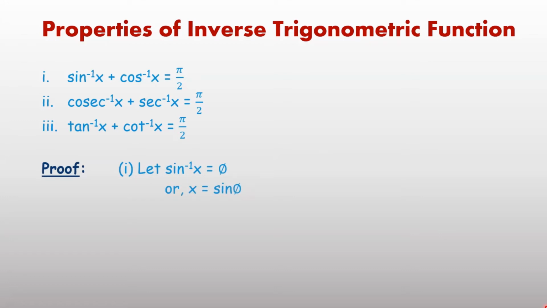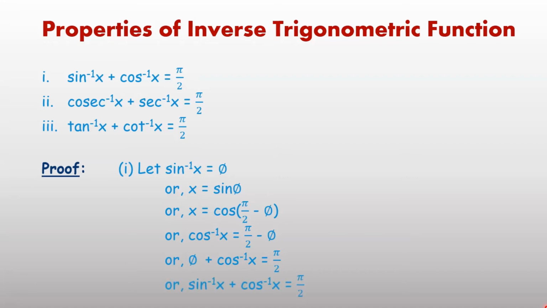Proof: let sin inverse x equal to phi, you will get x equal to sin phi. Sin phi also we can write as cos 90 minus phi, because formula cos 90 minus phi equal to sin phi. Or cos inverse x equal to pi by 2 minus phi. Or phi plus cos inverse x equal to pi by 2. Put the value of phi and the result you are getting is sin inverse x plus cos inverse x equal to pi by 2. Similarly, you can complete the proof of second and third identity.